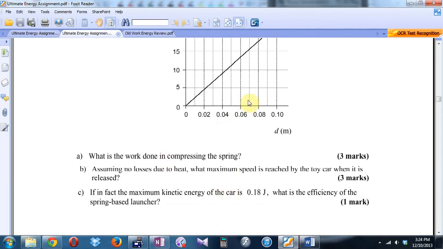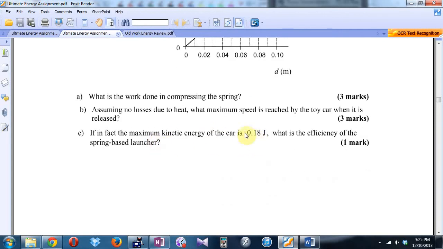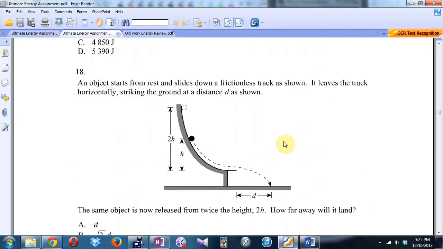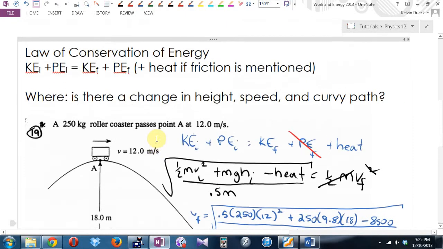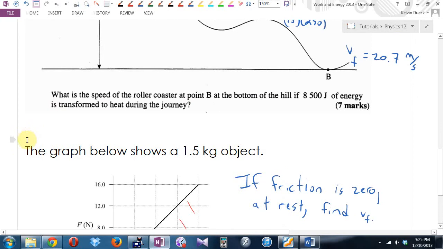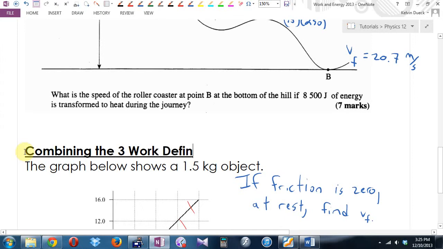So what's the work done? Area. What's the maximum speed? Work equals change in potential. Oh, if I tell you the maximum kinetic energy is that, what's the efficiency? So that would be a nice little written question as well. Good ways that we can combine work, energy, and heat. Okay? So you can definitely expect a roller coaster question. You can definitely expect, I would have called this combining the 3 work definitions and applying it to something.